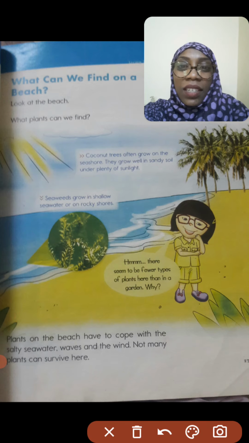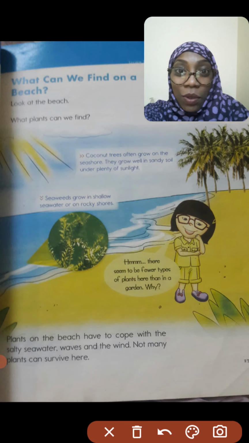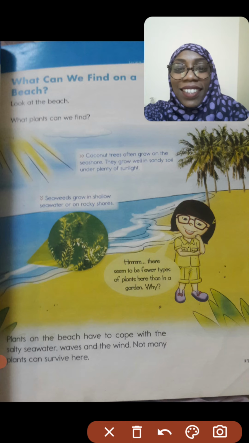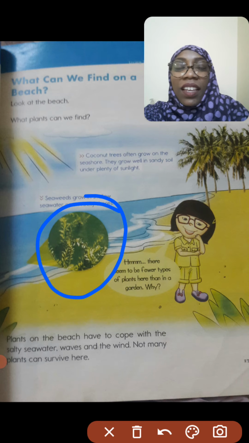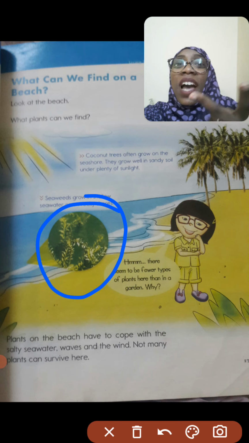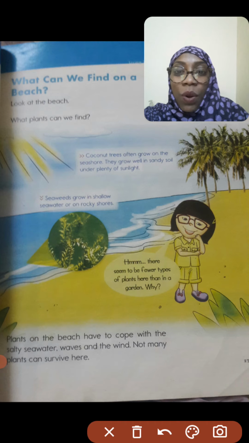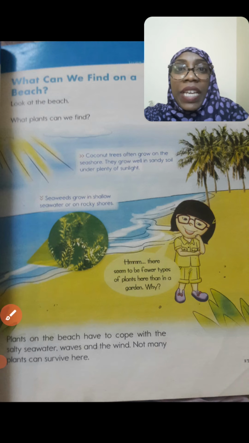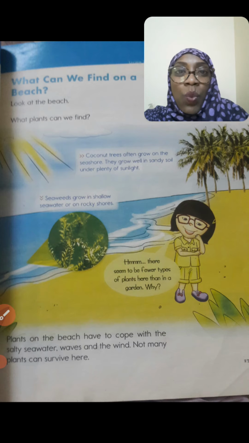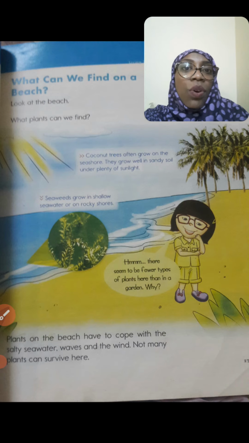So I will point it to you before you. Where is it? Okay, this one. Good job. So we have two kinds of plants. This one is called seaweed. All of you say with me, seaweed. Seaweed. So in this page, they give us just examples or information about those plants.